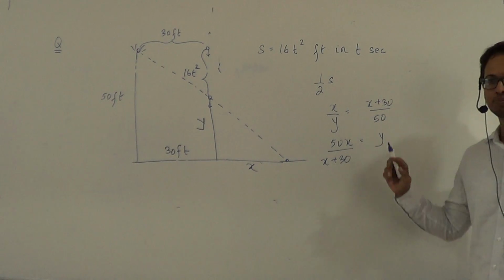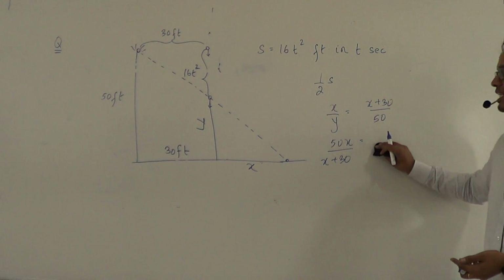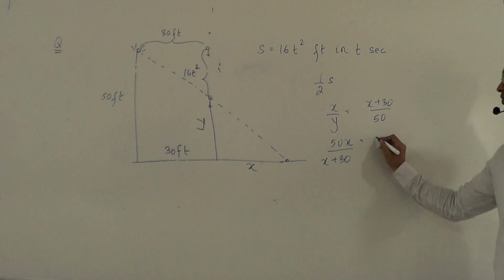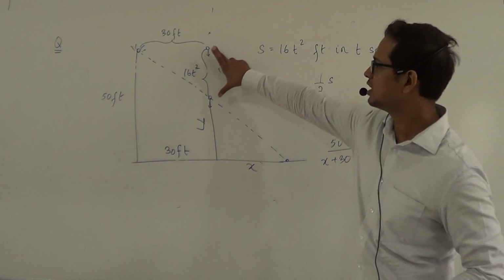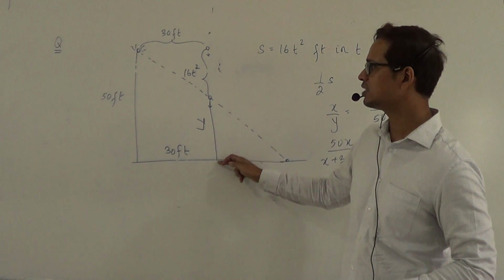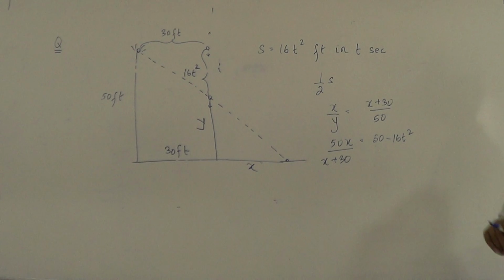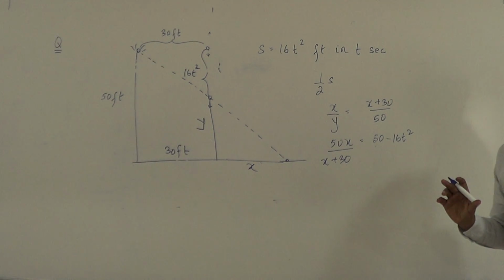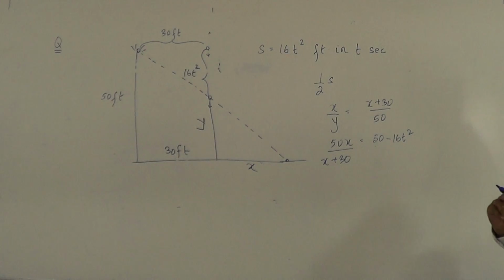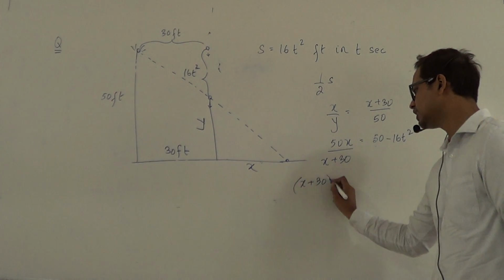Correct? Now we already know that y at a given time is going to be 50 minus 16 t square, because it has fallen 16 t square and the total height is 50. So y is going to be 50 minus 16 t square. Correct? Now let us do one thing. Let us differentiate with respect to t, both sides. What will I get over here? Here I will use the quotient rule along with chain rule.